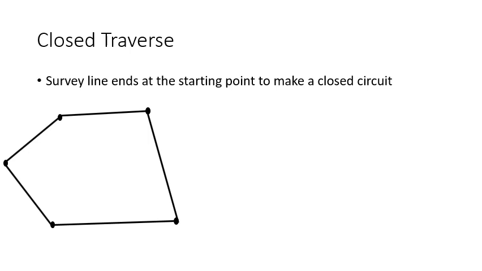Now let us see what is a closed traverse. In a closed traverse, we start our work by setting up the instrument at one location and we move on to another location like that, and finally we come back to our original location. So the survey line ends at the starting point and that makes a closed circuit. Such a traverse is called a closed traverse.